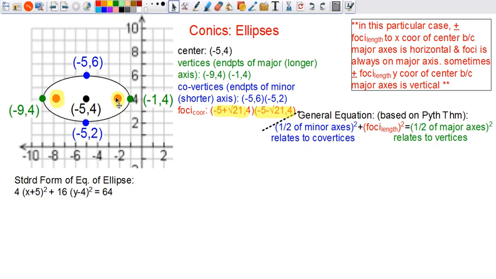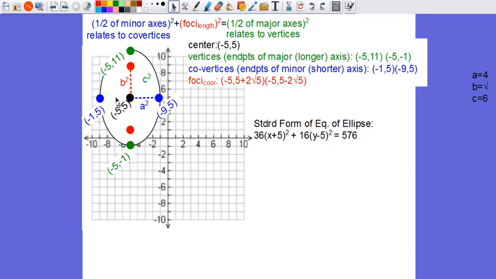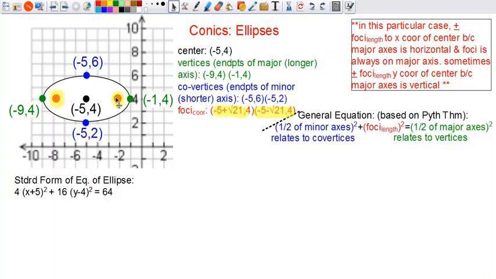I want to do the example where the foci are on a vertical axis. Actually, let me rewind, let me take that back. Let's do this one that lines up with the video you just saw, the 1-minute video, because it's horizontal. So here is your problem right here, and let's get these points.